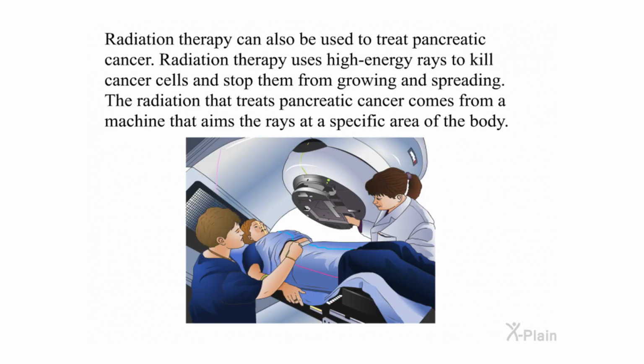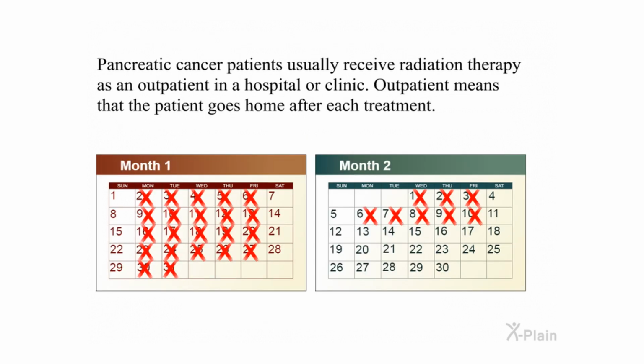Radiation therapy can also be used to treat pancreatic cancer. Radiation therapy uses high-energy rays to kill cancer cells and stop them from growing and spreading. The radiation that treats pancreatic cancer comes from a machine that aims the rays at a specific area of the body. Pancreatic cancer patients usually receive radiation therapy as an outpatient in a hospital or clinic. Outpatient means that the patient goes home after each treatment.